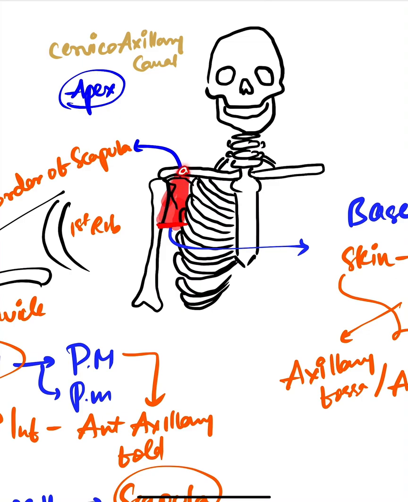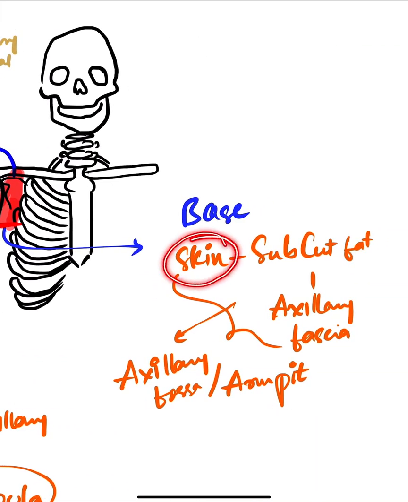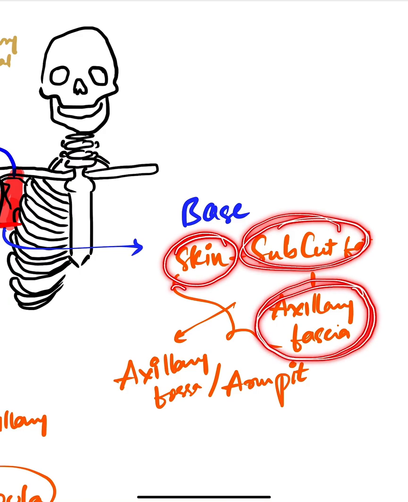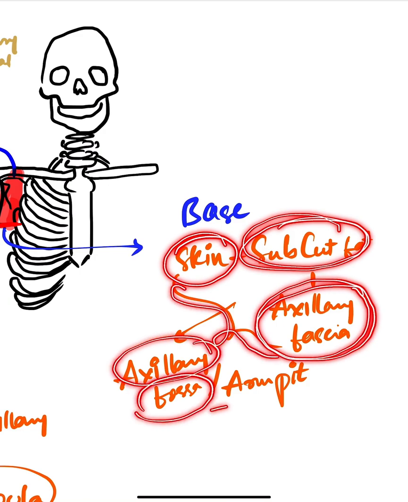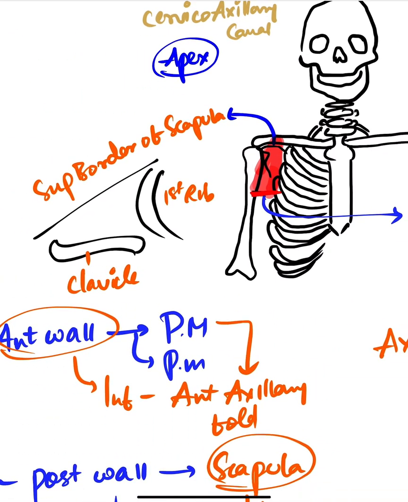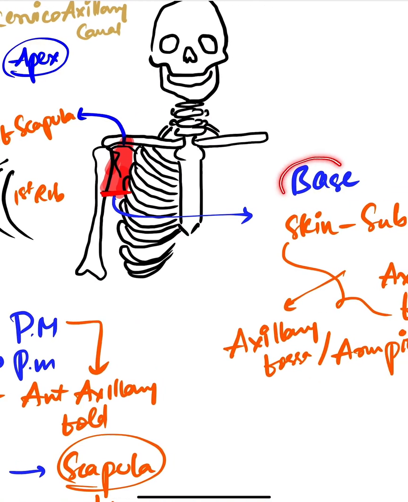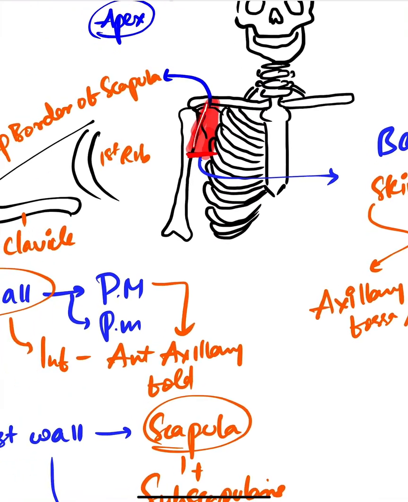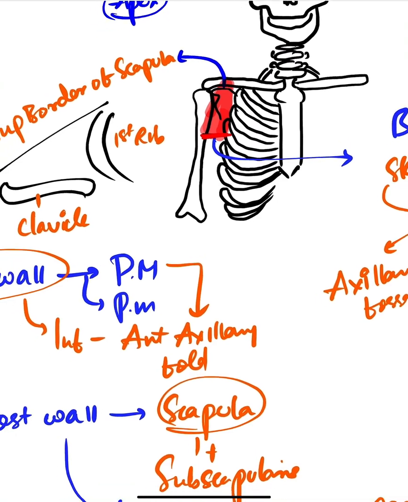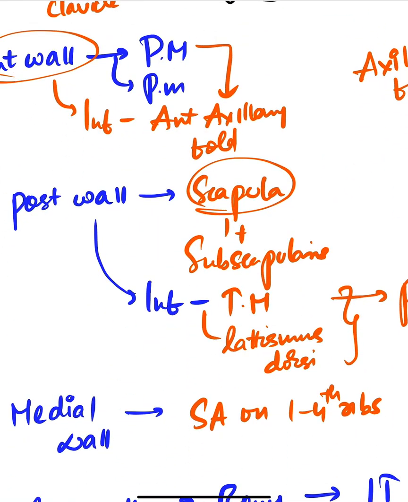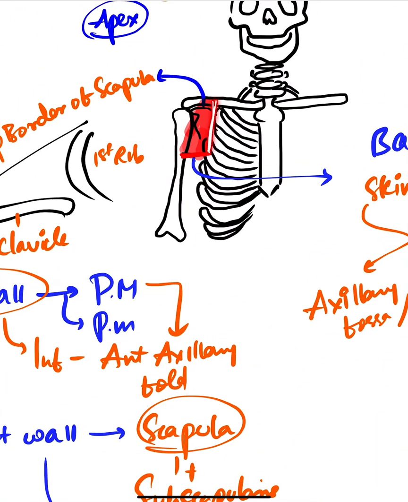So it has an apex. Now we come to the base. The base is nothing but the skin followed by the subcutaneous fat and then the axillary fascia. All together they form the axillary fossa or the armpit. Now we have discussed the apex and the base. This is the anterior, so this entire thing is the anterior wall, and posterior to it is the posterior wall, and then you'll have the medial wall and the lateral wall.